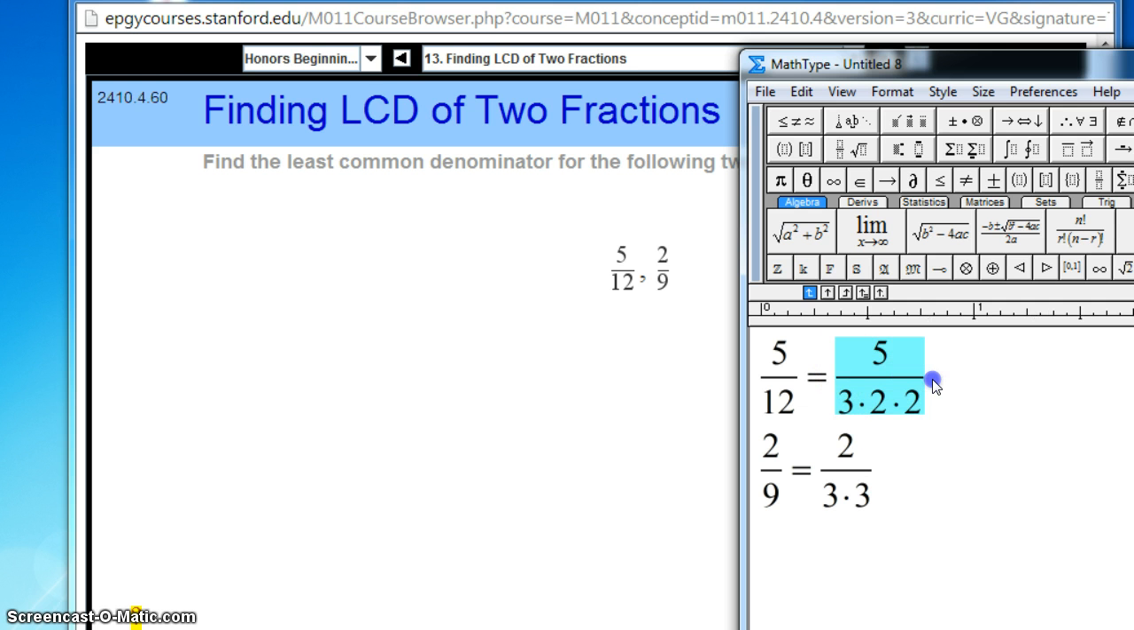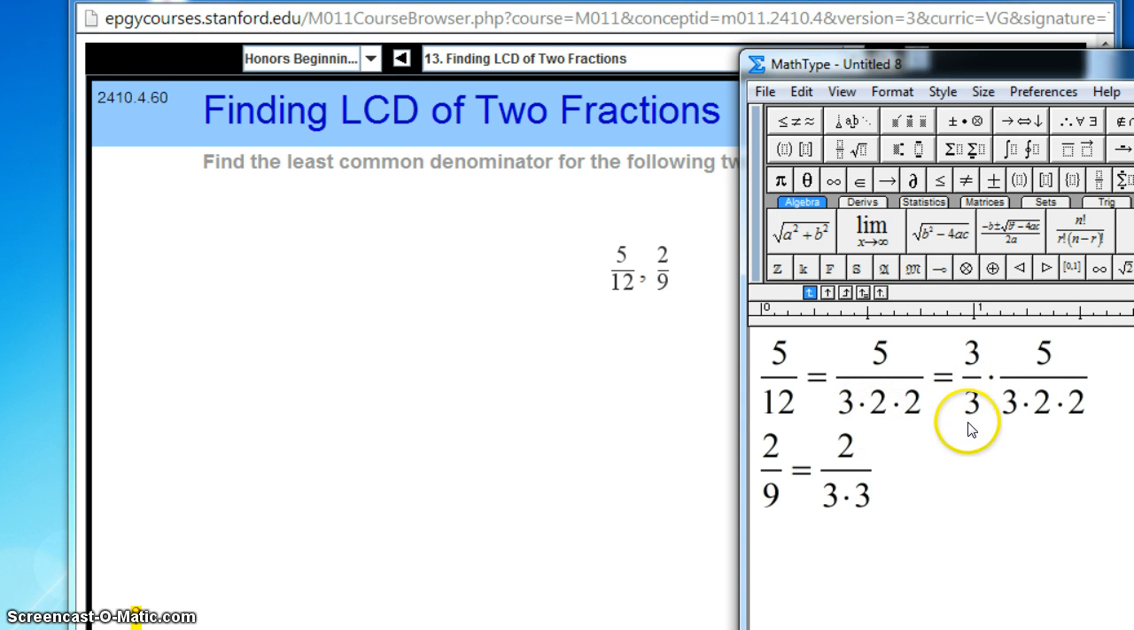Well, if we wanted them to be the same, this one has two 3's, and this has one 3 and two 2's. So how would we make them the same? Well, we'd have to add two 2's to the 9, and we'd have to add a 3 to the 12. So let's do that. We say this is equal to 3 over 3 times 5 over 3 times 2 times 2.